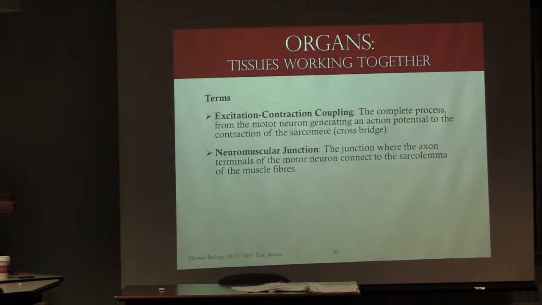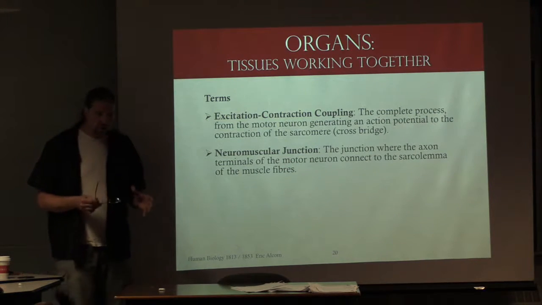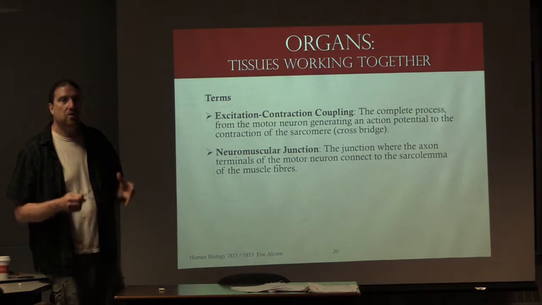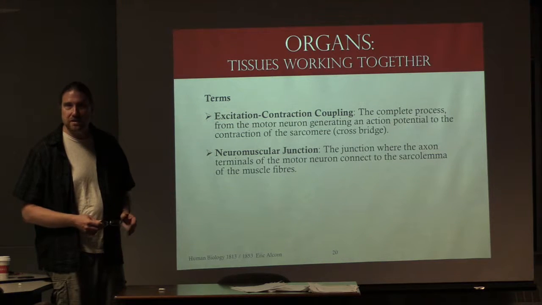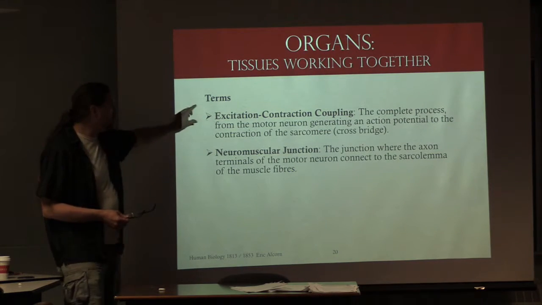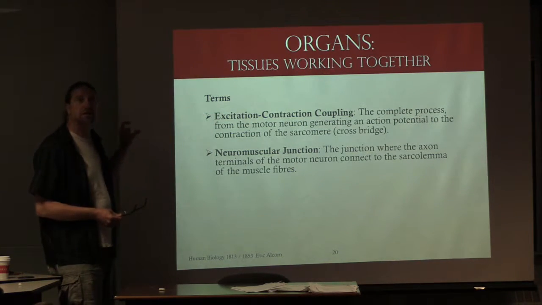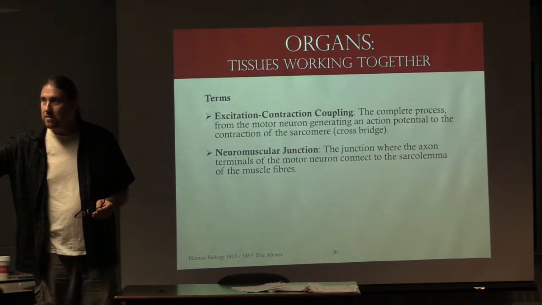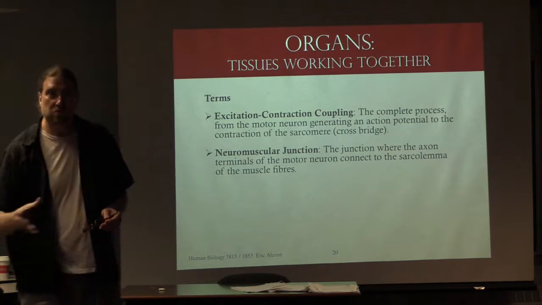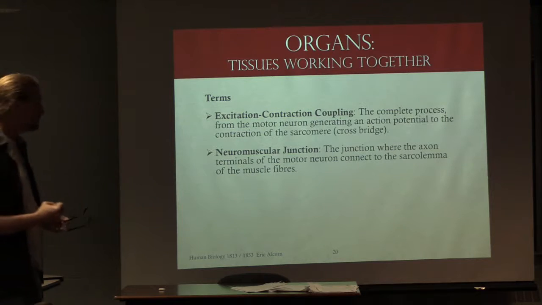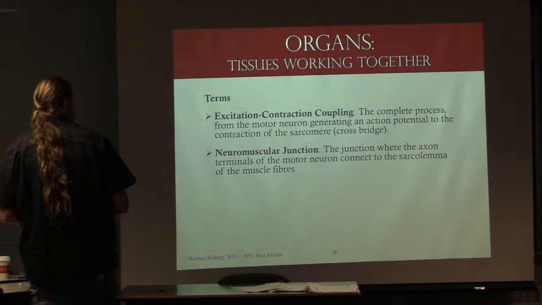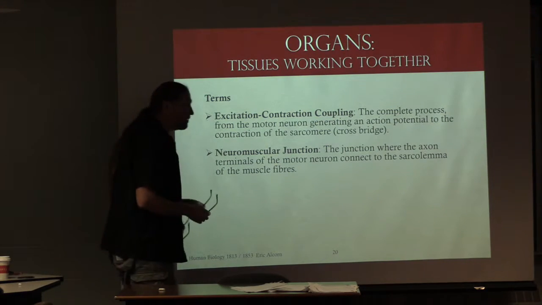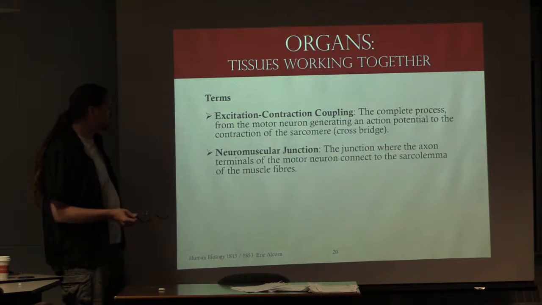So, excitation contraction coupling. This is just a term for how a nerve drives a muscle cell. And this is kind of the take-home message. This is what I want you to be able to explain to me, start to finish, this whole process. So it's the complete process from the nerve firing, from the axon hillock of one nerve, to a contracting muscle cell, which includes the cross bridge at the sarcomere that we talked about yesterday.